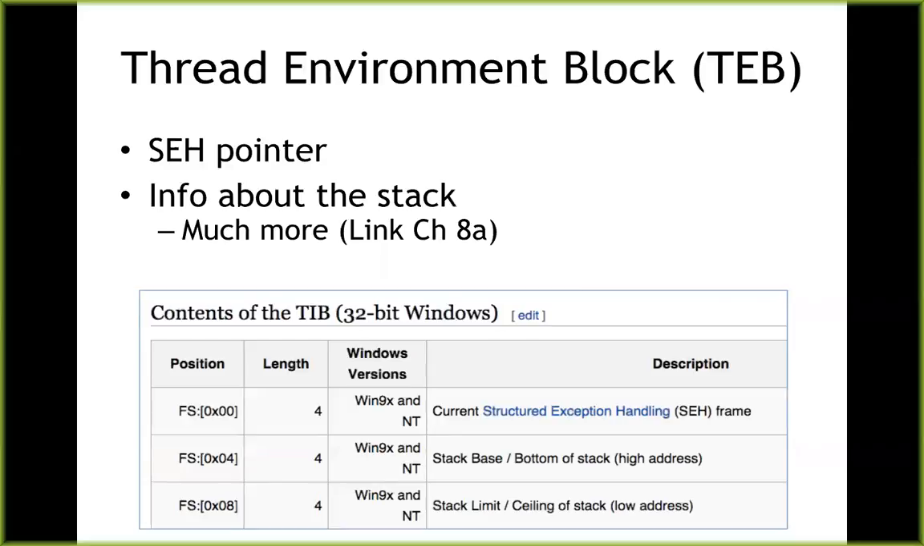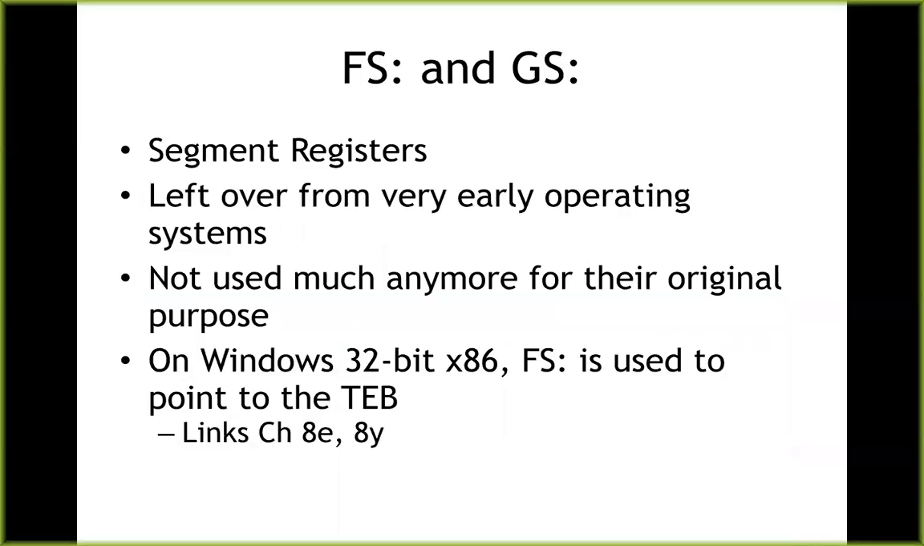The FS pointer points to the thread environment block. So FS plus 0 gives you the SEH frame, and then you have the bottom of the stack and the top of the stack. So it's sort of the memory map of a thread and pointed to by the FS segment. Of course, the things it points to are living in memory, but the FS segment points to where it starts, just like the ESP points to the top of the stack. All right, so that's what these things are.